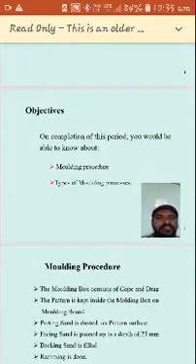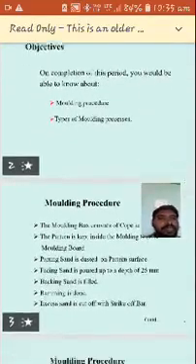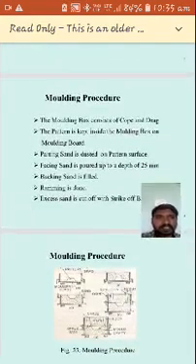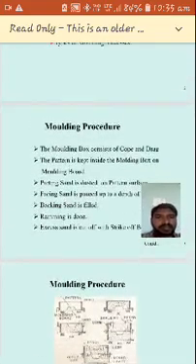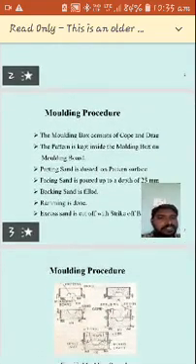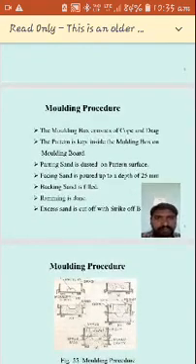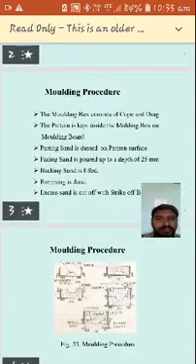Today we discussed the new chapter, that is molding procedure and types of molding processes. See here, how will the molding process take place? What are the steps to be taken before starting the molding process? Here we have a few points in order to develop this.